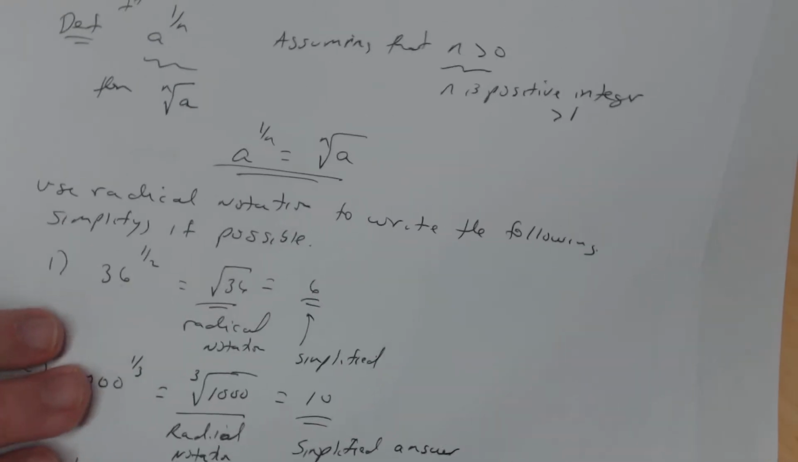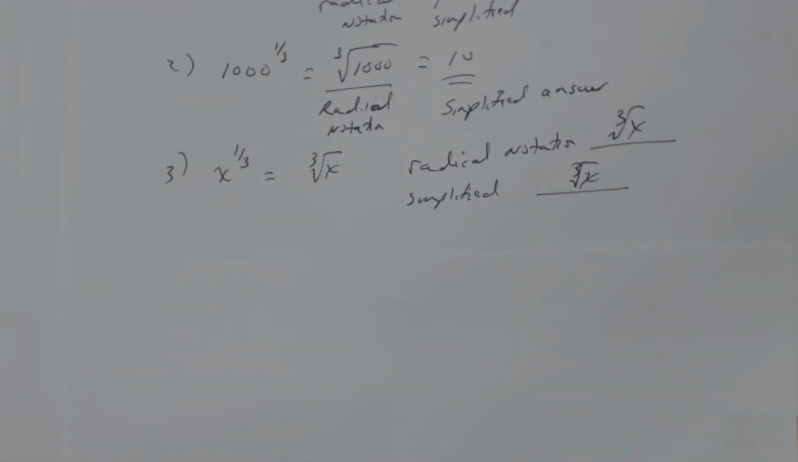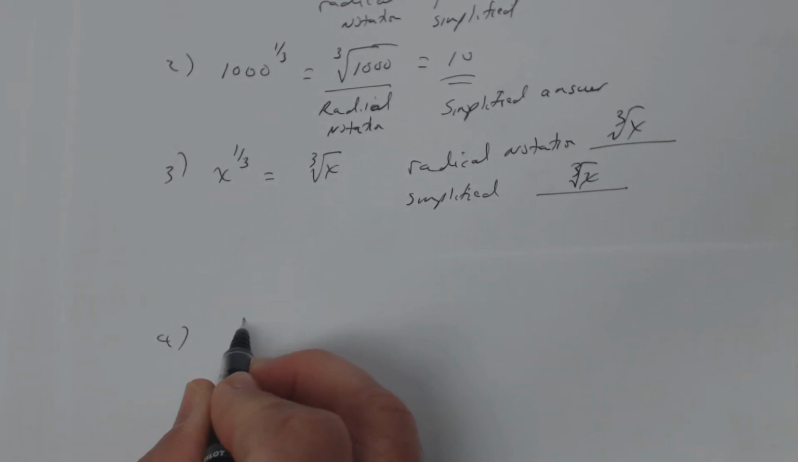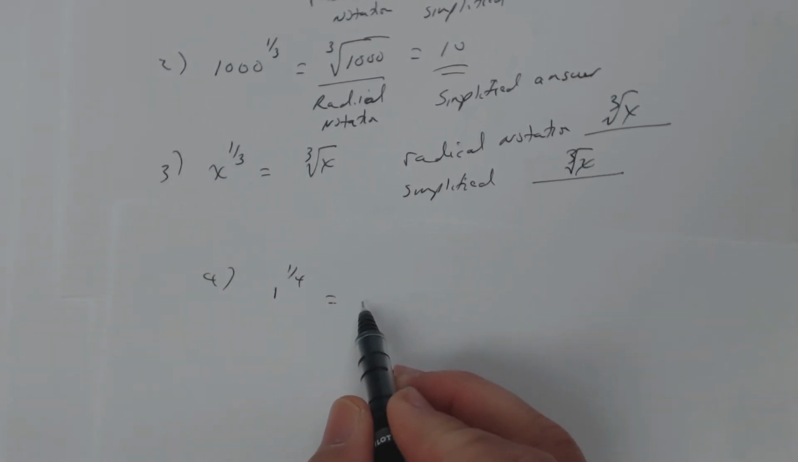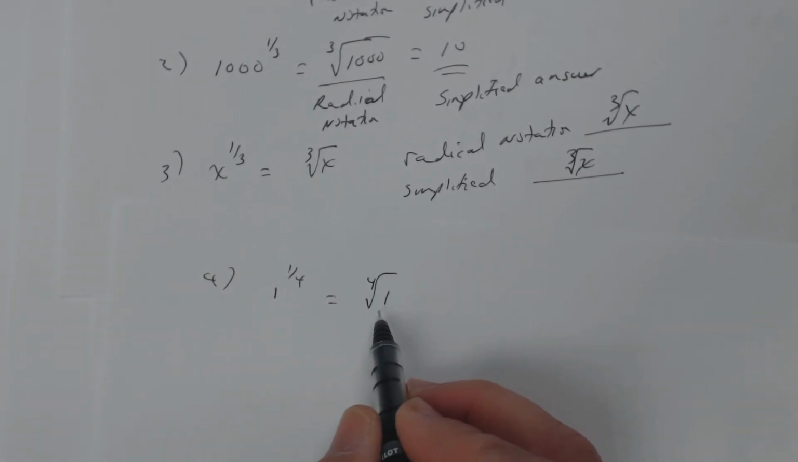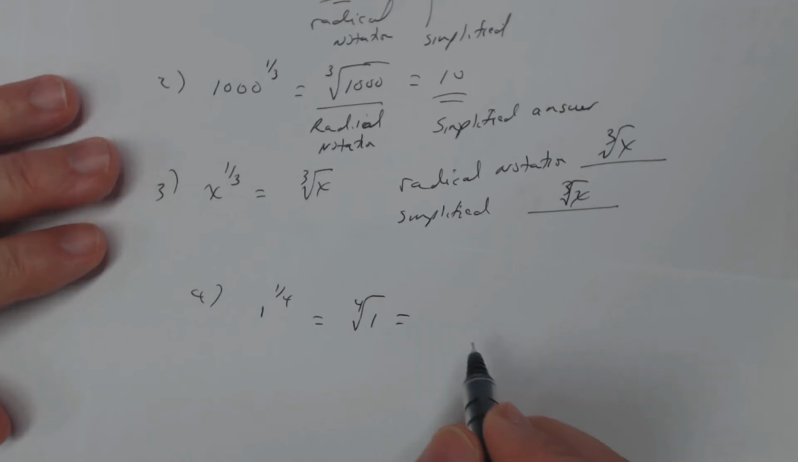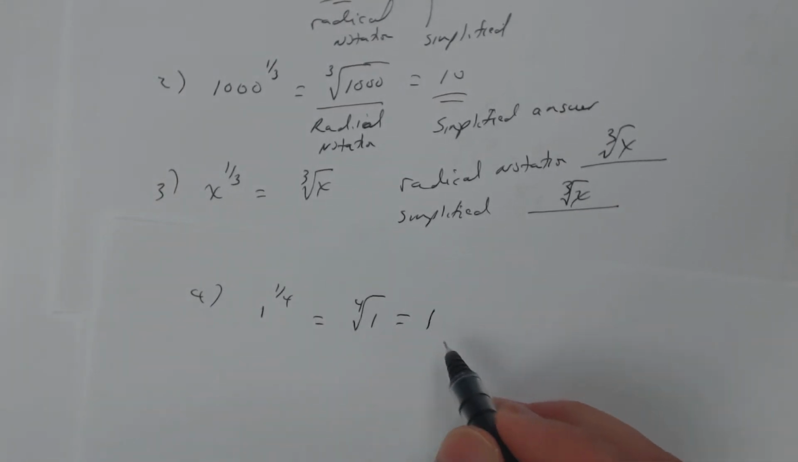Okay, number 4. Suppose we had 1 to the 1/4. Well, again, that's the same thing as saying the 4th root of 1. Your base is 1, so that becomes your radicand. So the 4th root of 1, so what number times itself 4 times is 1? Well, the answer is 1.